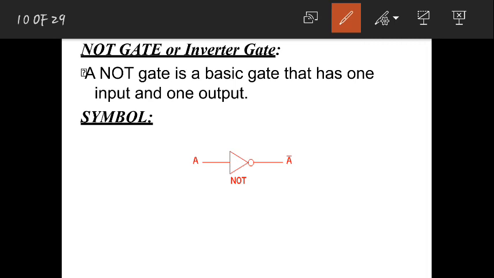If you give 0, that will make it 1. If you give 1 as input, the output will be 0. It is just inverting or complementing it. A NOT gate is a basic gate that has one input and one output. Before, we have seen most of the gates have a minimum of 2 inputs or more, but only one output. But this NOT gate is the only gate which has a single input and one output. It can't have 2 inputs.